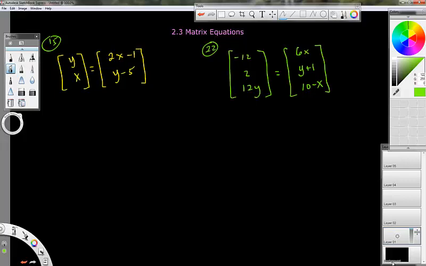Hello, we're doing 2.3 matrix equations. That means two matrices equal to each other. Let's look at this. So we have y equals this. The positions, y equals 2x minus 1.